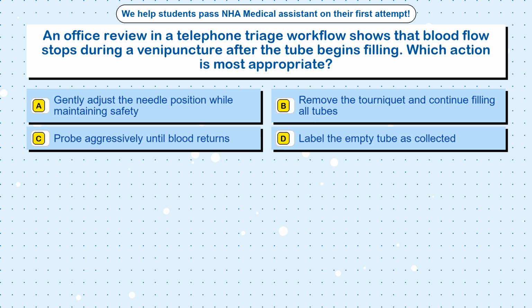Question 34. An office review in a telephone triage workflow shows that blood flow stops during a venipuncture after the tube begins filling. Which action is most appropriate? Option A. Gently adjust the needle position while maintaining safety. Option B. Remove the tourniquet and continue filling all tubes. Option C, probe aggressively until blood returns. Option D, label the empty tube as collected.